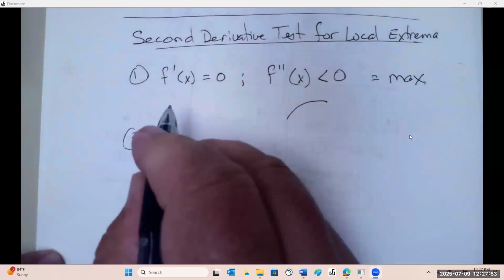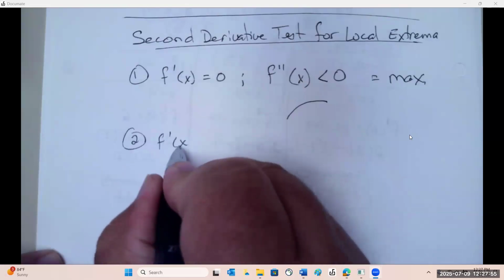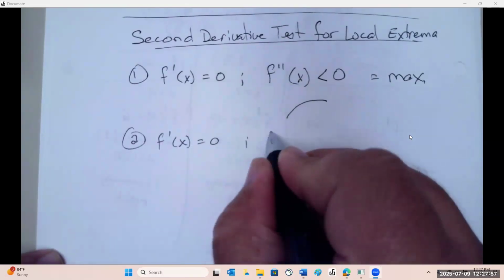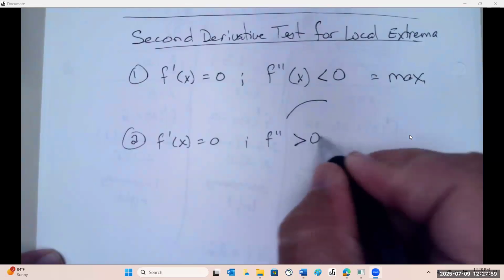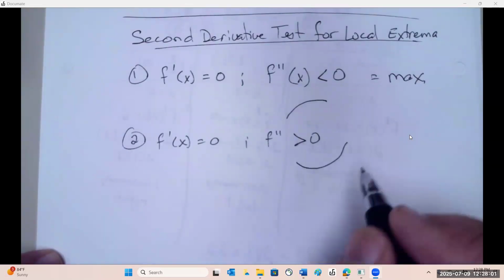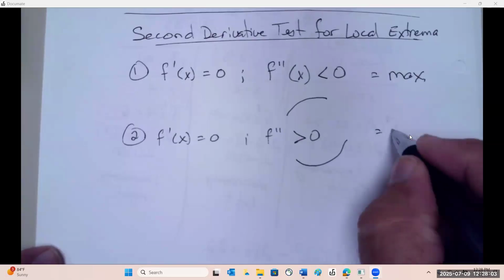And number 2, if the first derivative is equal to 0 and the second derivative is positive, it means we have a concave up, which means we have a minimum.